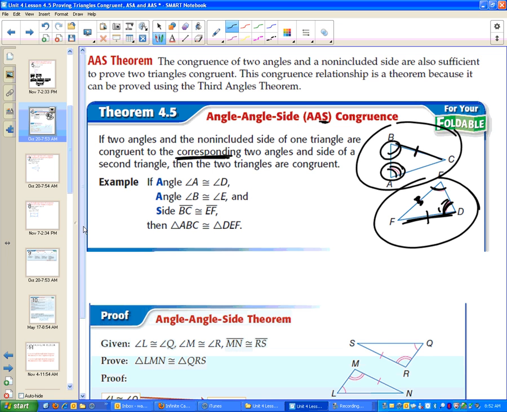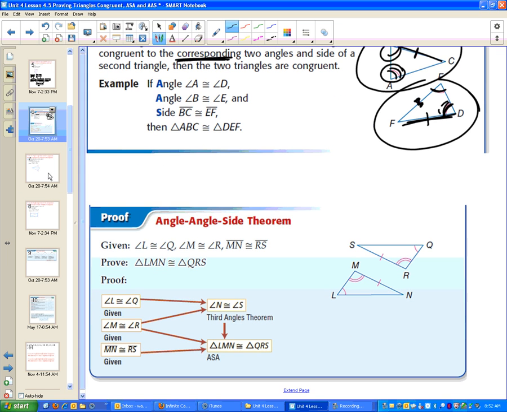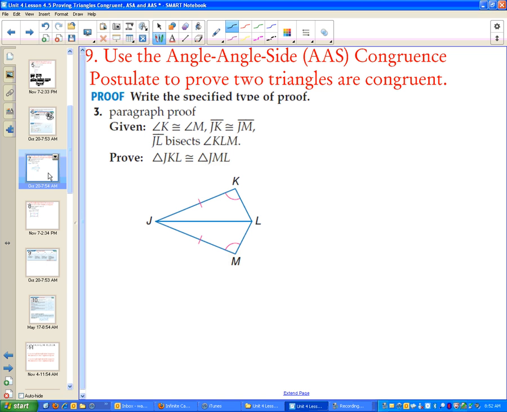Let's use it. And there's the proof, and I've decided we'll just go right to number 3. Page 276 again. This time they want a paragraph proof. Write down what's given. Angle K is congruent to angle M. Segment JK is congruent to segment JM. And segment JL bisects angle KLM. Write down what you have to prove. Triangle JKL is congruent to triangle JML. And draw your figure.